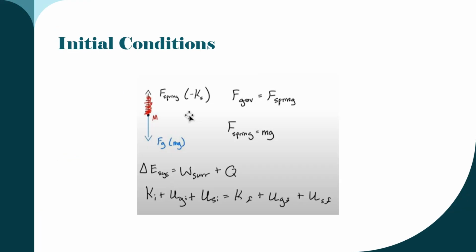So this is the initial condition we have right here. We can see that F grav is equal to F spring, and F spring is equal to mg. And the formulas below are just a breakdown of how the energy system equation is used with the work from the surroundings and the Q.